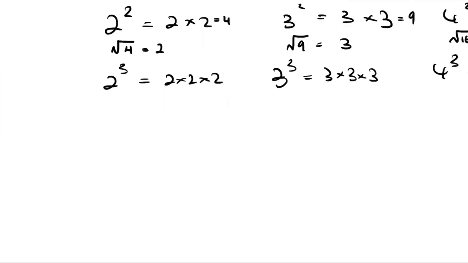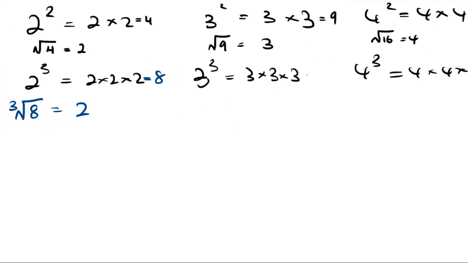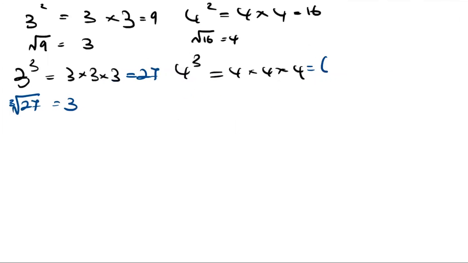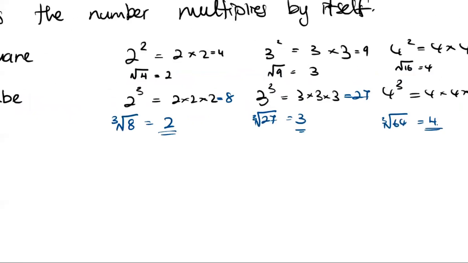Then cube, we write it the same way. So the answer will be 8. And then if I inverse 8, which is cube root of 8, it is 2. And then this is 9 and 27. So cube root of 27 is equal to 3. This one is equal to 64. Cube root of 64 is equal to 4. So that's how you get your answers here and here.